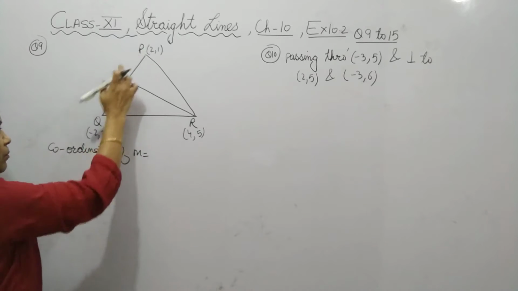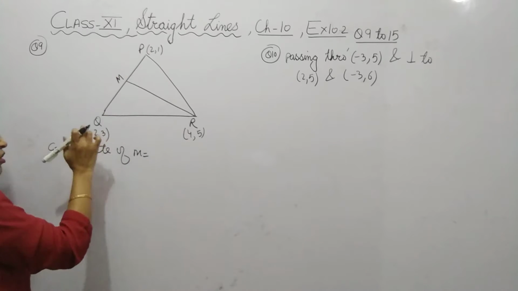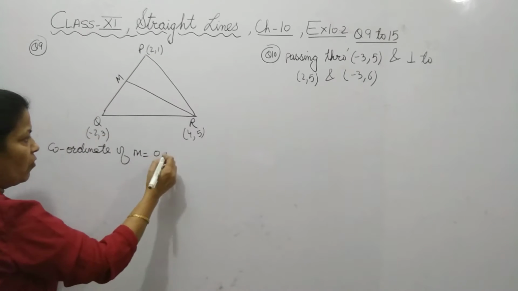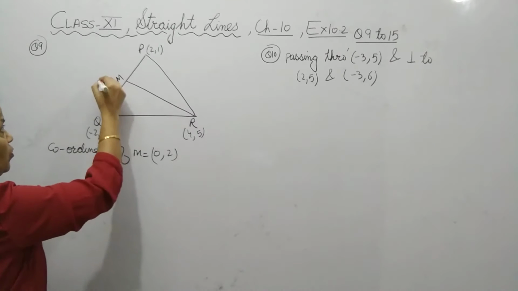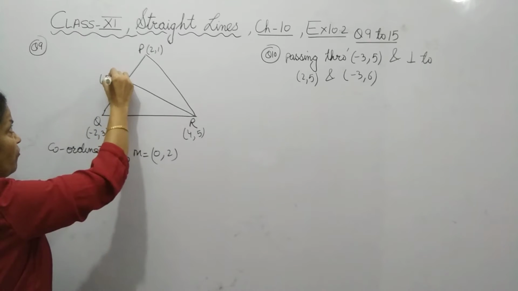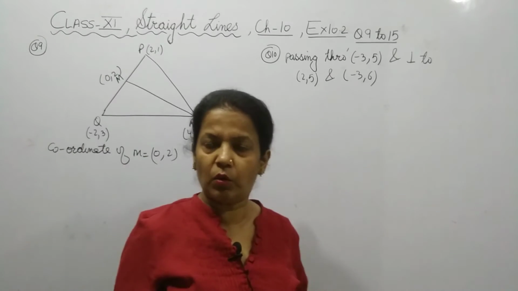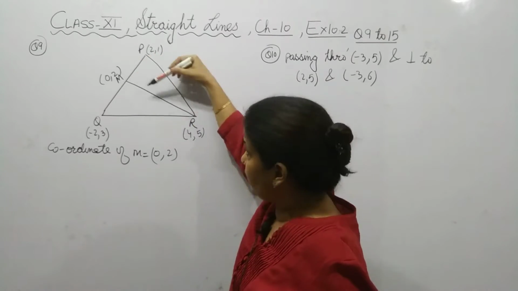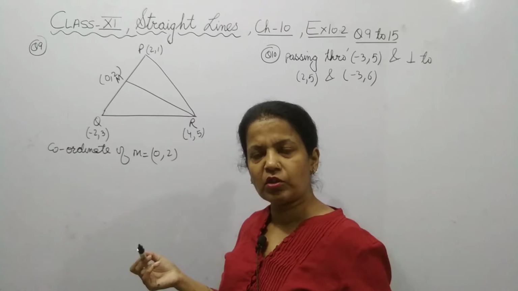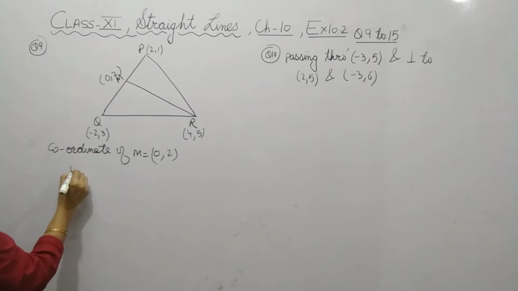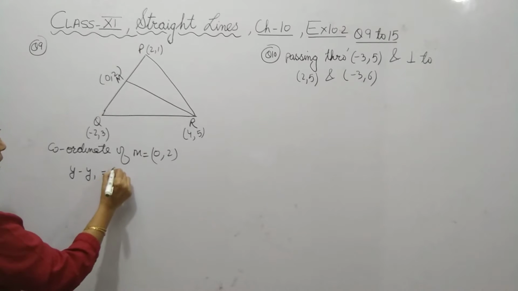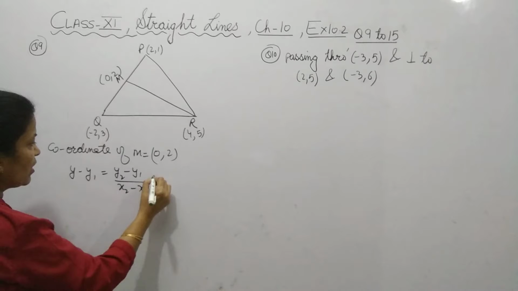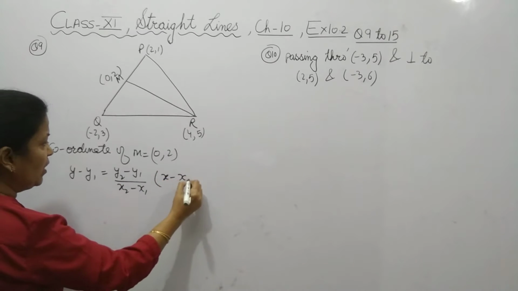So x1 plus x2 upon 2, it will come as 0. 1 plus 3, 4 upon 2, it will come as 2. So the coordinate of M will come as (0, 2). Now 2 points are given. You have to make the equation of this line. How will you make the equation of the line? The formula is y minus y1 equals y2 minus y1 upon x2 minus x1, times x minus x1.